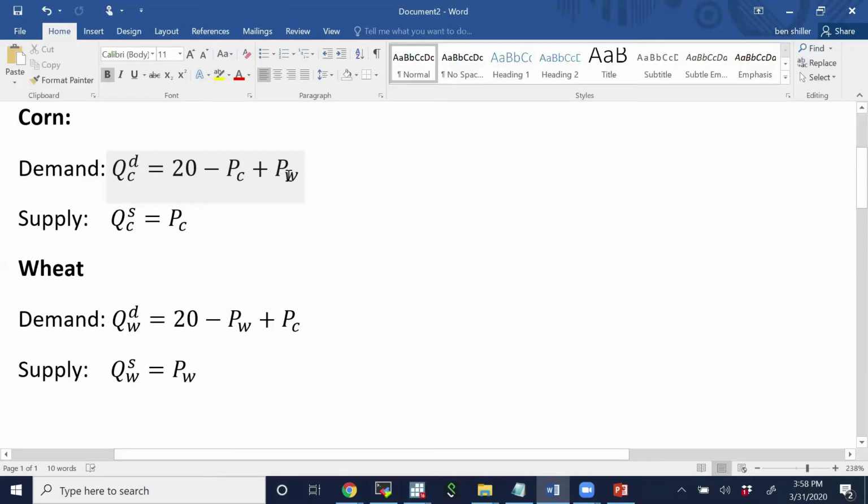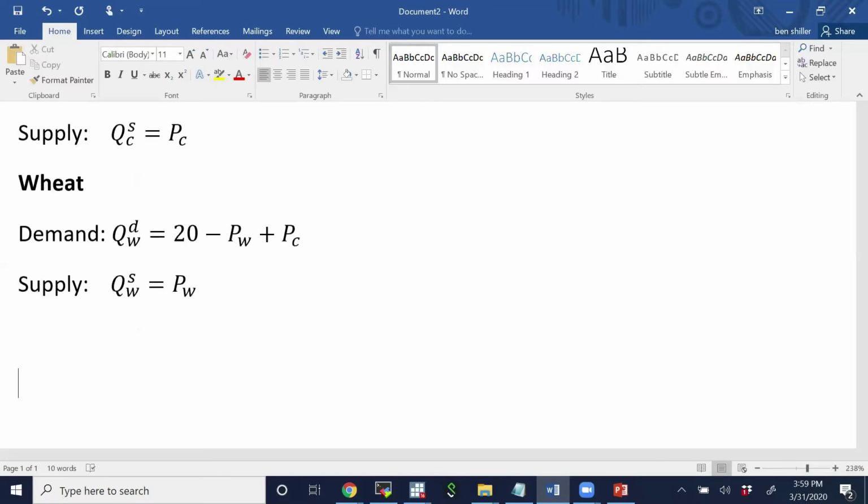Now you'll notice that the demand for corn has the price of wheat in there. That reflects that there are linkages between the markets: the demand for corn is increasing in the price of wheat, which is a substitute product. Likewise, the demand for wheat is increasing in the price of corn. The way we're going to solve this problem is to set demand equal to supply in both markets. There's an additional step because the demand for one product depends on the price of it and the other product.